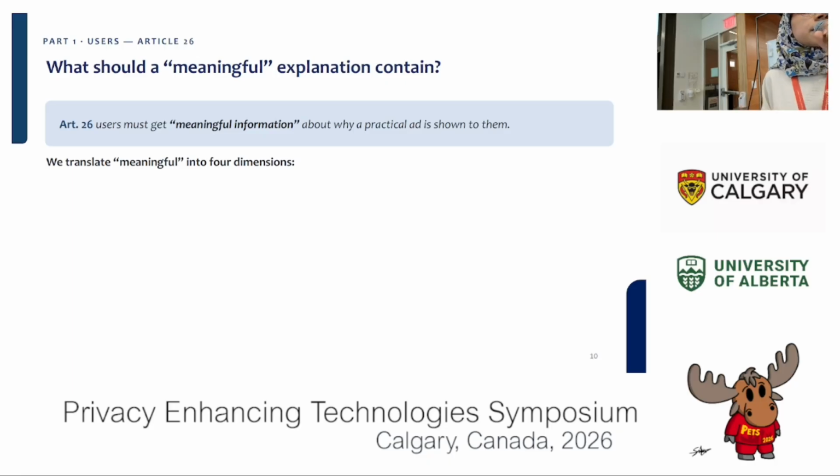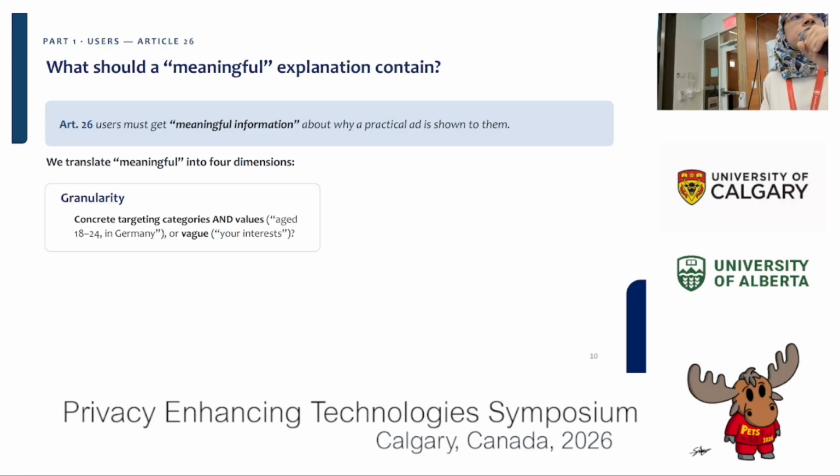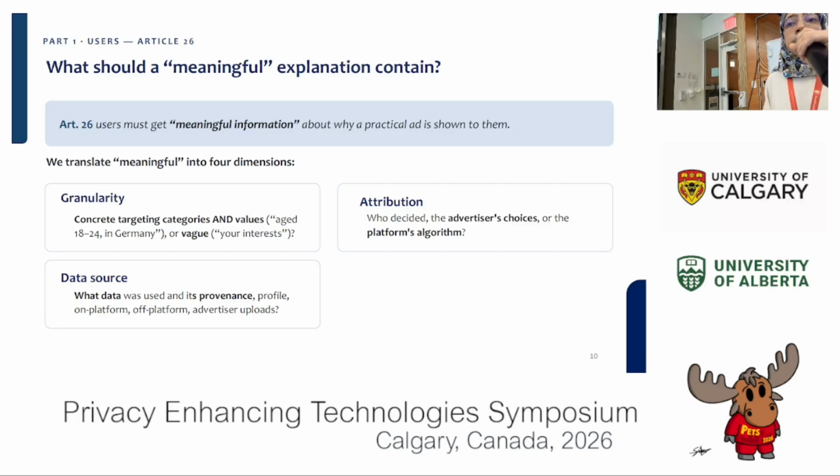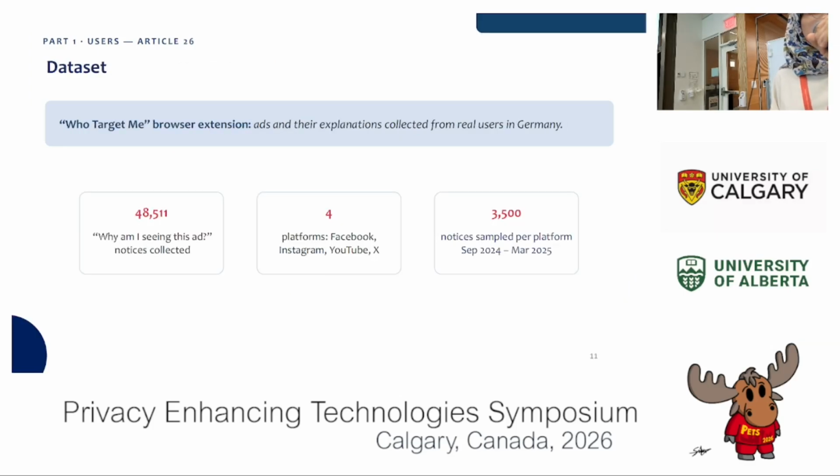We translate this into four measures. The first is granularity, like what targeting attributes were used to deliver the ad. For example, saying your interest, or more precisely, you are interested in pets. The second is attribution, which tells us who selected the criteria, the advertiser's choice or the platform algorithm. The third is the data source used to deliver the ad. And finally, accuracy, by reflecting the actual targeting criteria used.